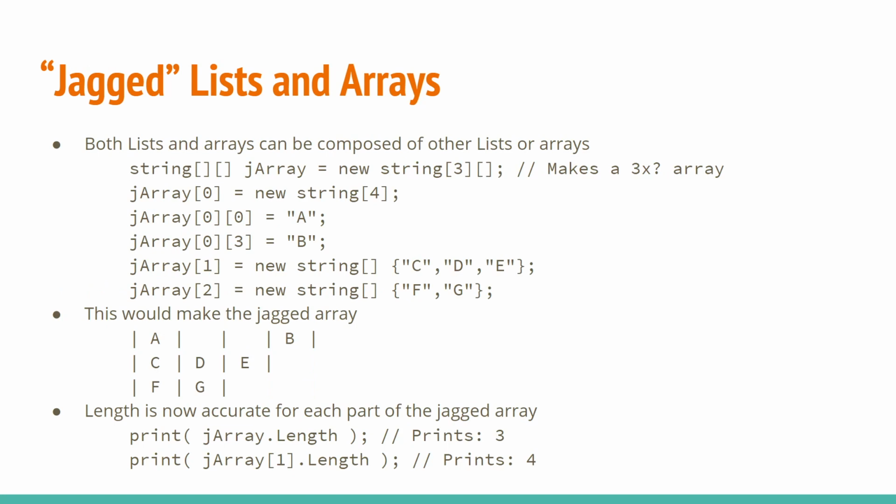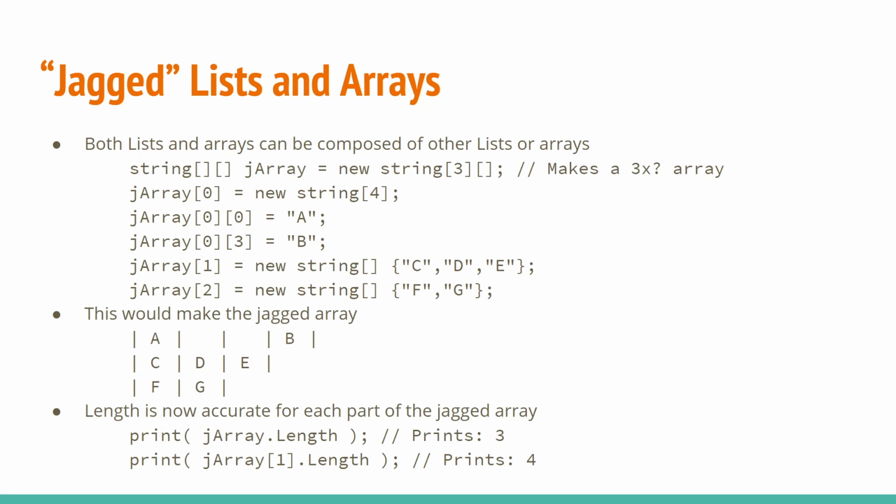Both lists and arrays can be composed of other lists or arrays. This is how you can make multi-dimensional lists, because you can have lists of lists. So even though arrays are intrinsically multi-dimensional, you can do some things with lists to get around that as well.